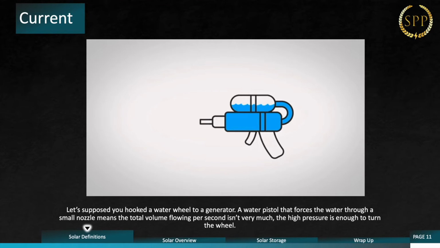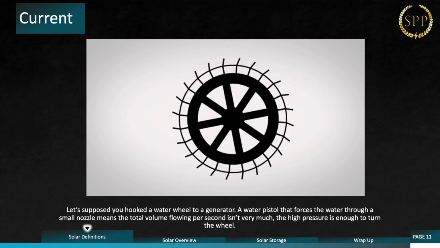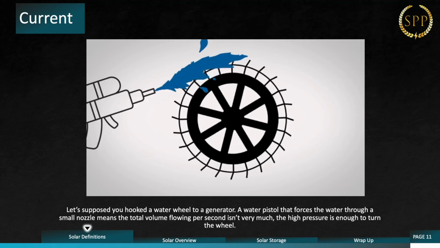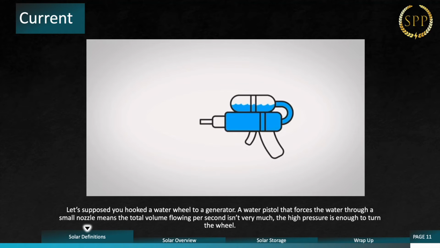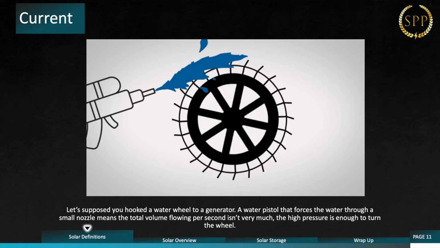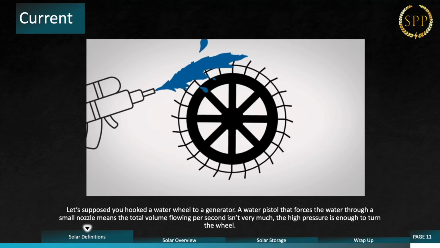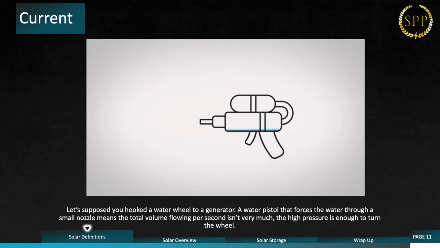So let's suppose you hooked up a water wheel to a generator and you needed to create some power. If we use a water pistol to push that through, it's going to have a really small nozzle, which means that the total volume flowing per second, there's not a lot of it, but there's a lot of high pressure, and that high pressure is going to be enough to turn that wheel at a certain speed. So that's what we're going to measure here with the water gun, is how much pressure is being pushed out to be able to determine the speed of that water wheel.